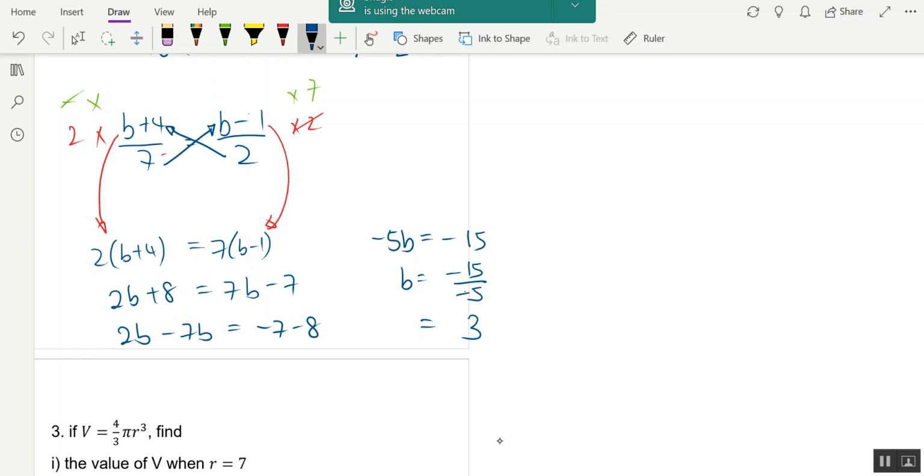So this is the method called cross multiply, but you can only use cross multiply if there's only one fraction on the left side and one fraction on the right side.